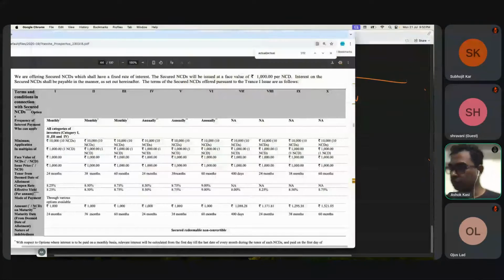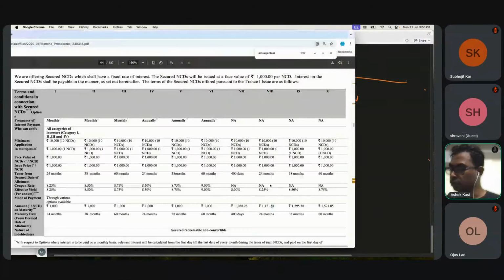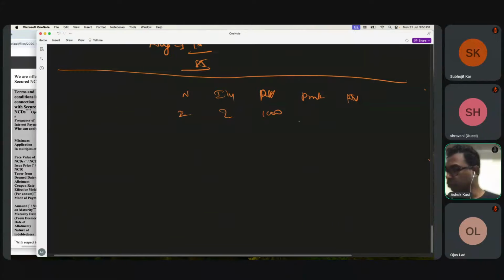So here, this is for 24 months. So I'll take this as 2 years. Okay. 2. IY we have to calculate. Present value is 1,000, and after 2 years they are going to pay how much? 1171.81. This is minus 1,000. Payment is 0. Calculate the IY now.